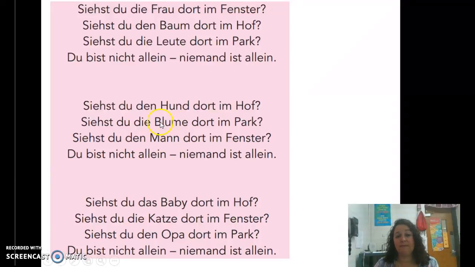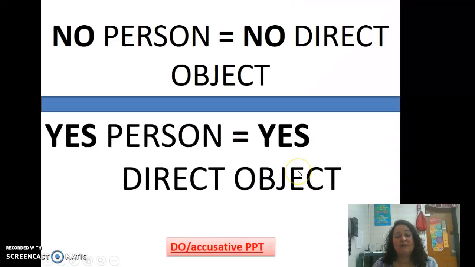It's what you see. Hund and Mann are der words, so when they're used in a sentence as the direct object, der becomes den. And the third stanza, siehst du das Baby, die Katze, den Opa. So baby, Katze, and Opa are all the direct objects, and Opa is the only one that's a masculine word, a der word, so it changes to den. So if there's no person in your sentence, you're not really going to have a direct object. If you have a person and another noun, you will have a direct object. So keep that in mind. That's just to help you realize whether there's a direct object or not.